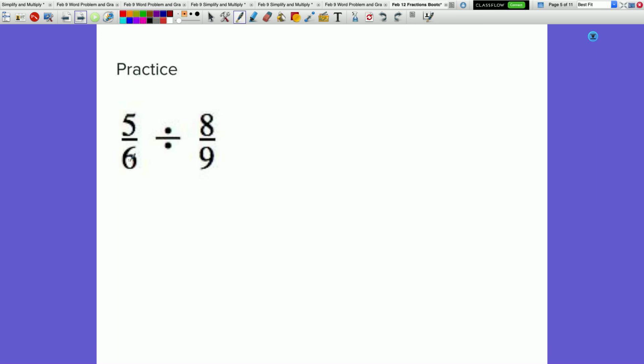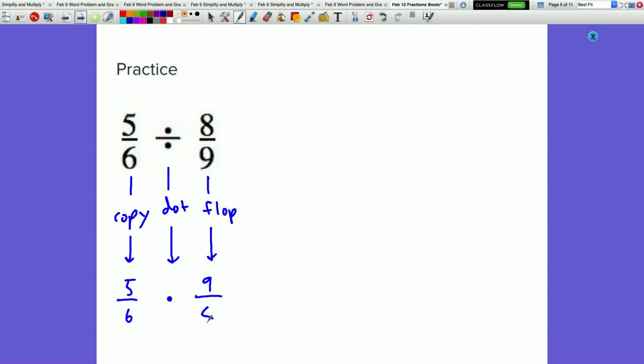All right, so in your notes, do 5/6 divided by 8/9. These are both proper fractions, so I don't need to convert anything, so I can go straight into copy.flop. I'm going to copy the first fraction, replace the division with a dot, meaning multiply, and I'm going to flop the second fraction. Instead of being 8 over 9, it's going to be 9 over 8.